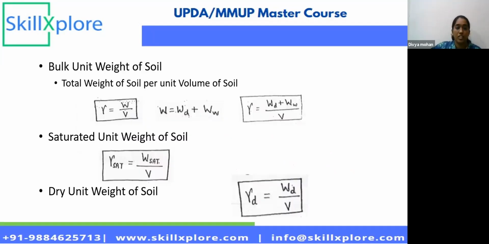And one more thing is the bulk unit weight of soil, and we'll be dealing with unit weight and density. These are the important notations while calculating the behavior of soil. The bulk unit weight, the total unit weight, is the total weight of soil per unit volume of soil. The total weight is comprised of WD and W water. Since WA is negligible, nearly 0, we are omitting it. So gamma is equal to (WD plus WW) by V.